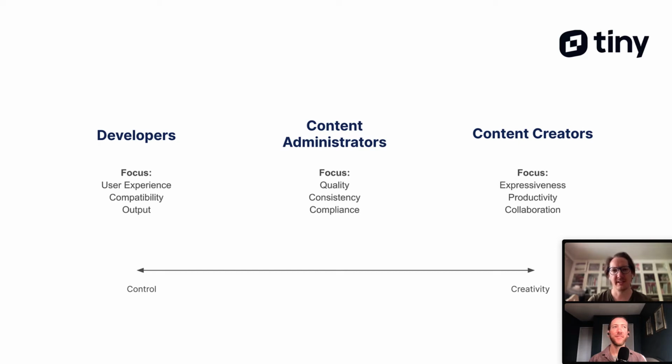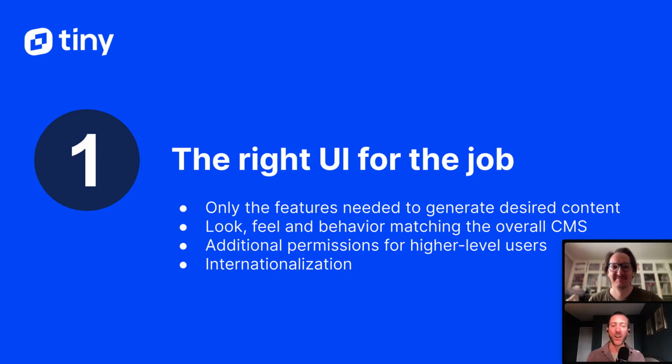So let's start looking at number 1. Okay, so it seems like a given, but of course you want to make sure that you have the right UI for the job. Now, yes, we're talking about the UI matching the look and feel of the overall CMS, but we're also talking about the tools, the buttons that you give your content creators to create their content. So for example, if you don't want your content creators creating red text underlined with yellow highlight, don't give them those options in the UI.